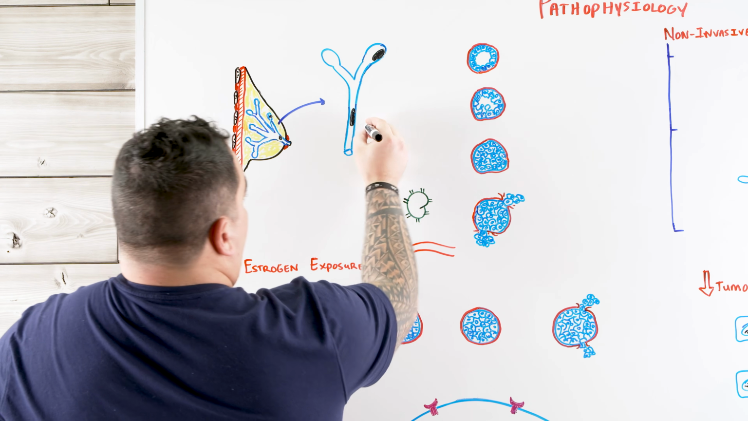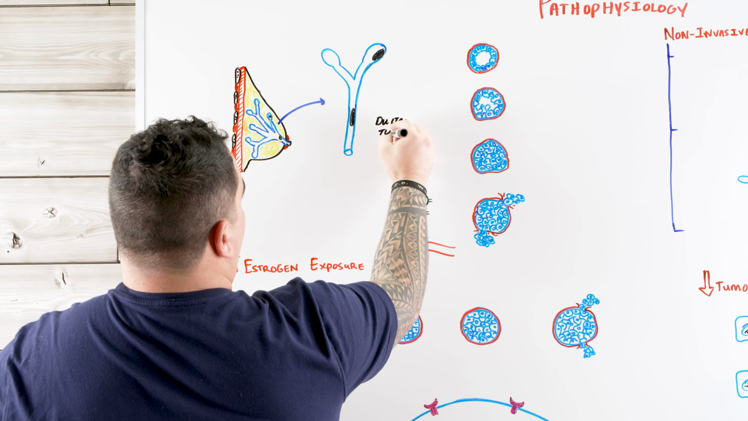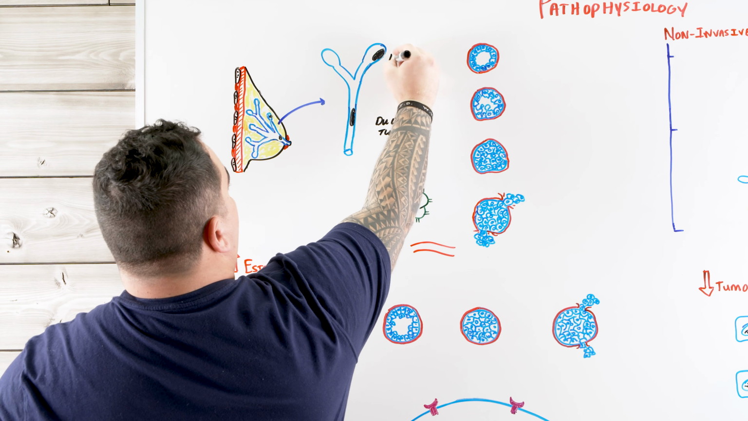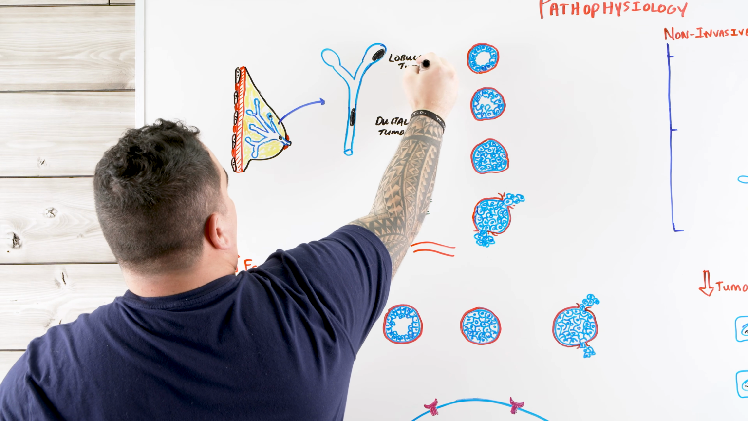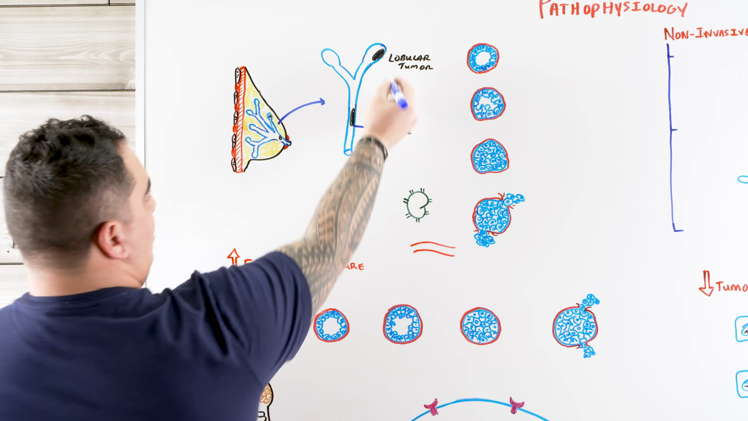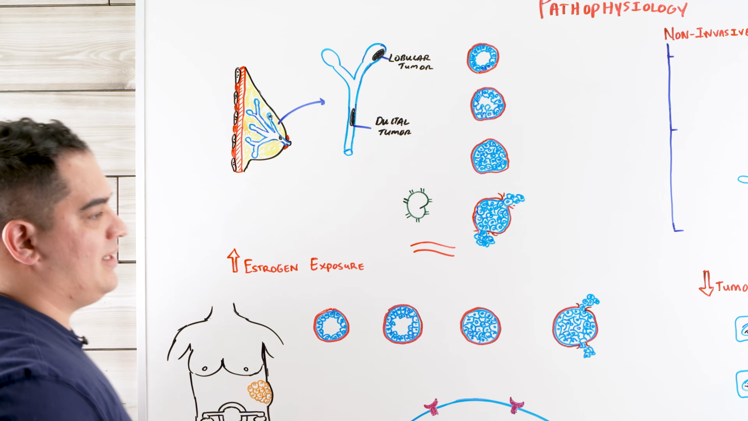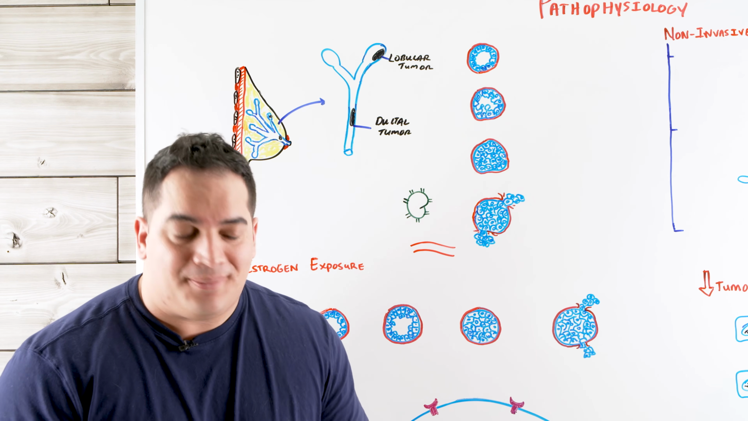So this right here is a duct. This is a ductal tumor, right? And here is a lobular tumor. And these are the two different ways that we can really think about breast cancer, as it comes down to a tumor that arises in the duct of the mammary gland or that arises from the lobules.